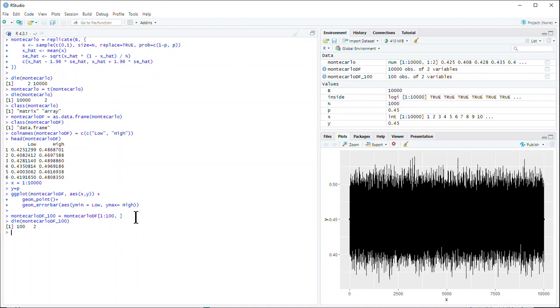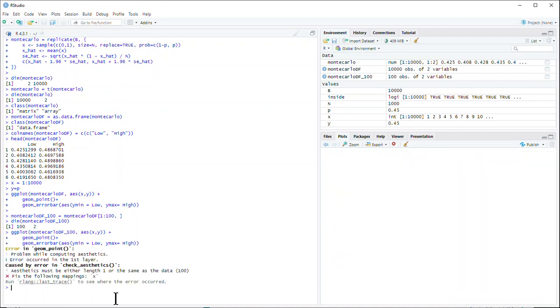All right, so I'm going to plot the same plot, but now I have to change this to be underscore 100. And before I hit enter, I'm going to tell you I'm going to get an error, and I'll talk to you after I get the error about why I got that error. Okay, so I got this error, right? And it says down here, the aesthetics must either be length 1 or the same length as the data, 100. So what in the world did I do wrong?